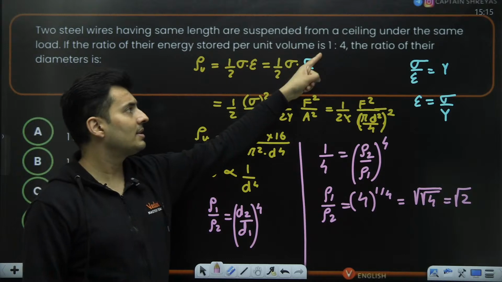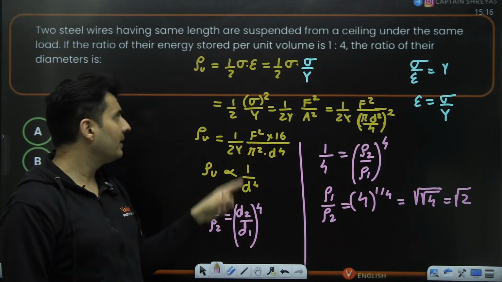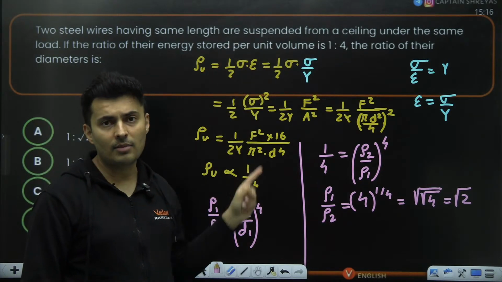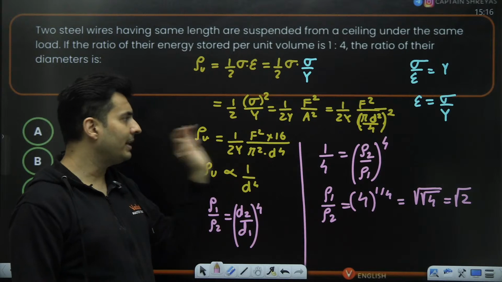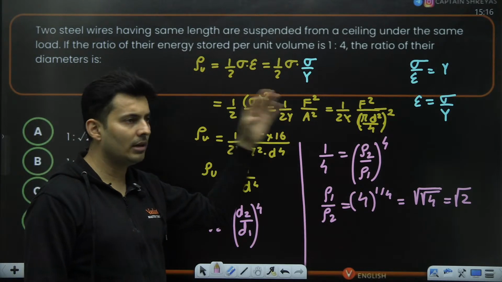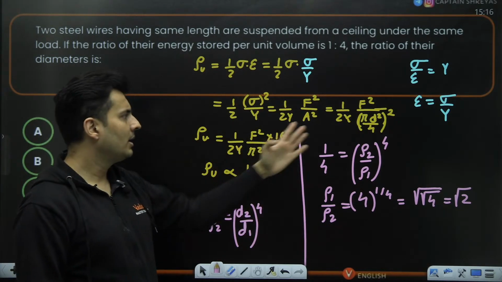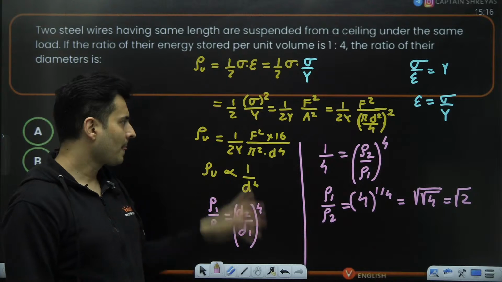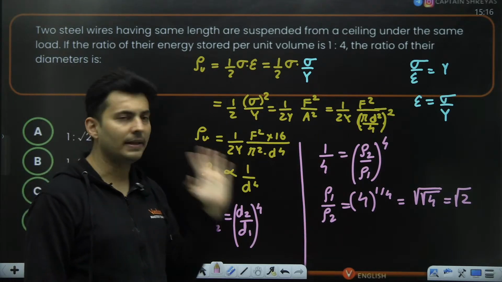How is this energy density related to the diameter? Till that time, I did not give up. Somehow I kept on manipulating, till I got this particular thing. Everything else is a constant except for D.